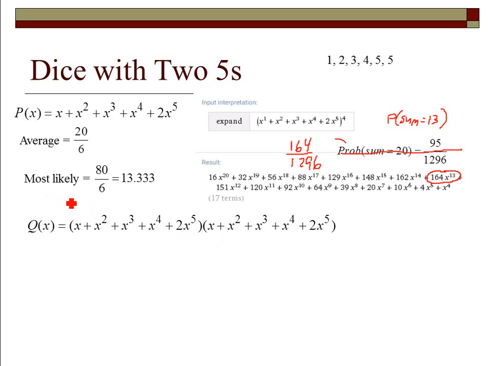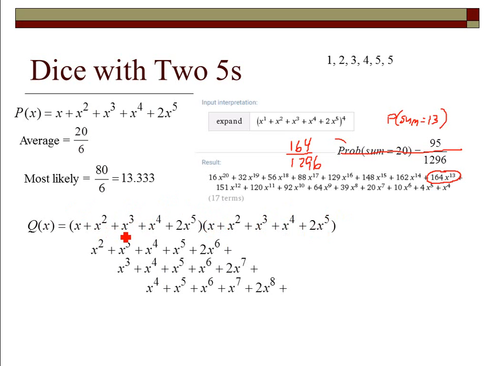So we start with the x, and I'm going to take this x and multiply it by that x. So I get x times x is x squared. Then x times x squared is x cubed. X times x cubed is x to the fourth. Then x times x to the fourth is x to the fifth. X times 2x to the fifth is 2x to the sixth. Then I go to the next one. X squared times x is x cubed. X squared times x squared is x to the fourth. And I keep going until I get to x squared times 2x to the fifth, and I get 2x to the seventh. Then I take the x cubed through.